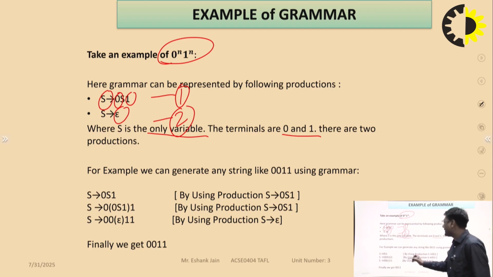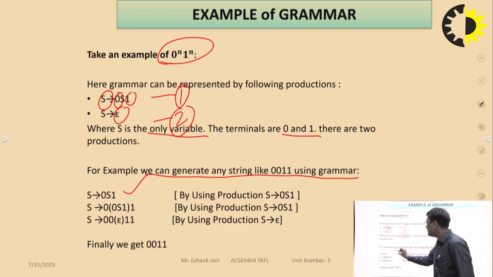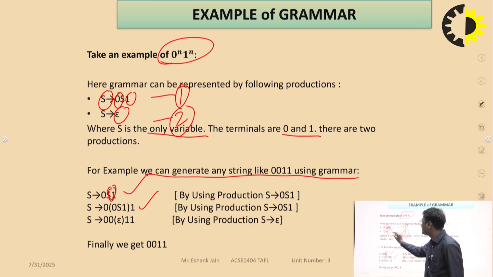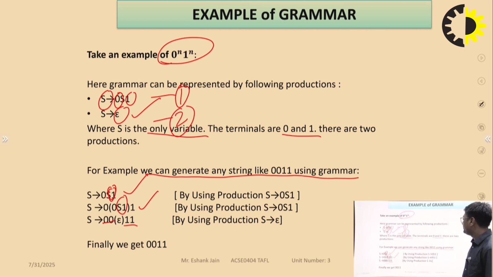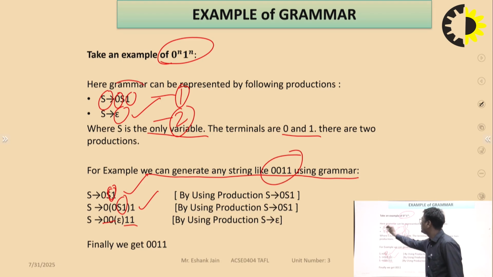Now take another example. We can generate any string like 0011 using this grammar. We put the value of S as 0S1, then this production is generated, and then we put S tends to epsilon on this symbol, and we have 00 and 11. So we can generate this string with the help of these two productions.